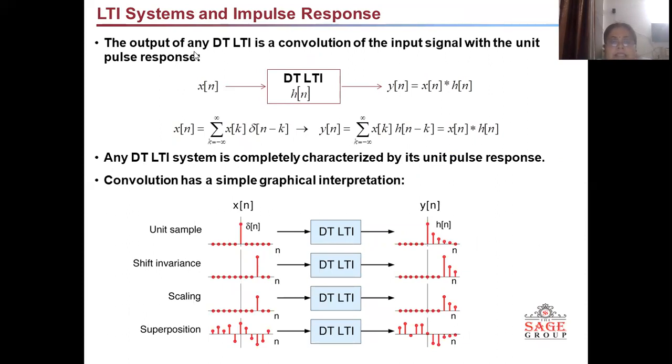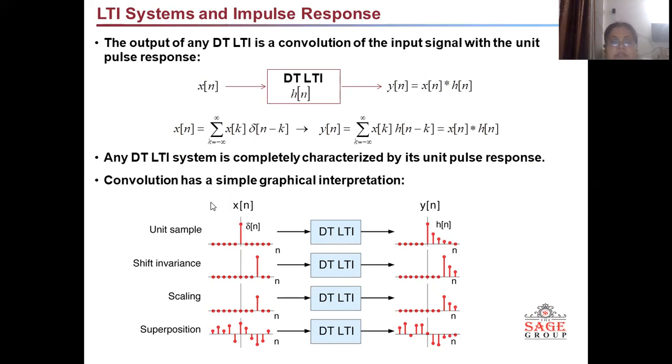Now, the LTI system and the impulse response. The output of any discrete time linear time invariant system is a convolution of the input signal with the unit impulse response. So if we give x[n], and h[n] is the impulse response of the system, the output can be represented as the convolution between x[n] and the impulse response, which is shown mathematically in the function below. Any discrete time LTI system is completely characterized by its unit pulse response.